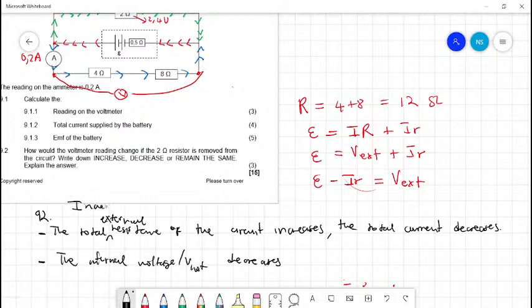And those are the reasons that you give. A mark for increase, and then a mark for this and for that. So that's how you answer this question. Firstly, you need to understand what happens to the total resistance. After understanding that, you also need to check what happens to the V loss. And after checking the V loss, you look at how that will affect your external resistance.